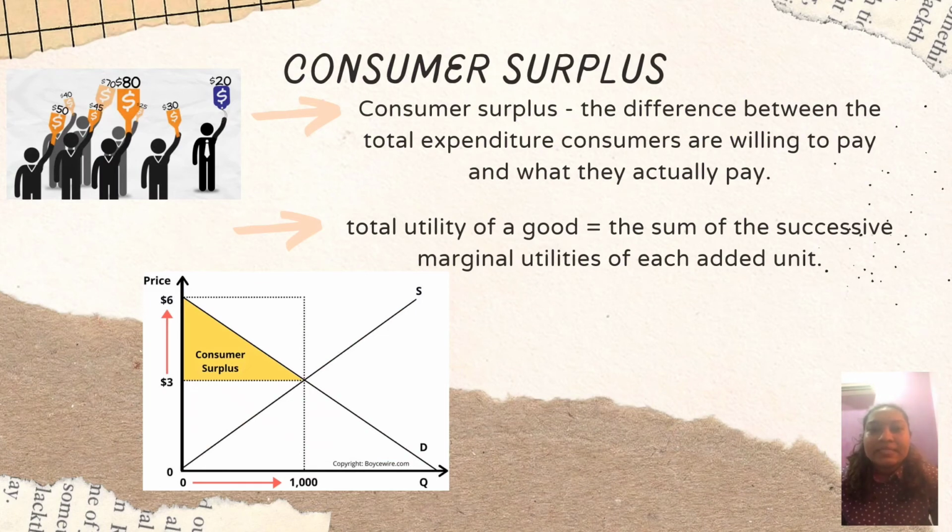Consumer surplus is the difference between the total expenditure consumers are willing to pay and what they actually pay, while total utility of a good is the sum of the successive marginal utilities of each added unit. The price a person pays for a good does not exceed, and seldom equals, what consumers are willing to pay rather than go without the desired object.